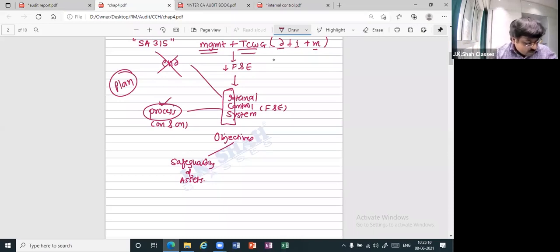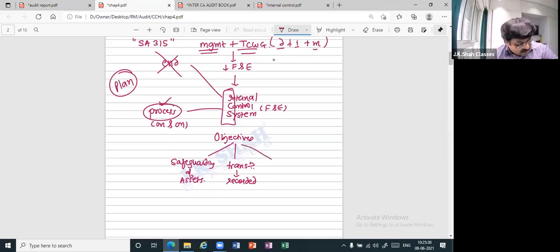Apart from that, the internal control system also has to ensure that all transactions have been recorded properly, so that no transaction is omitted. Whether transactions have been properly recorded or not, whether books of accounts have been properly kept or not, the internal control system will take care of that.